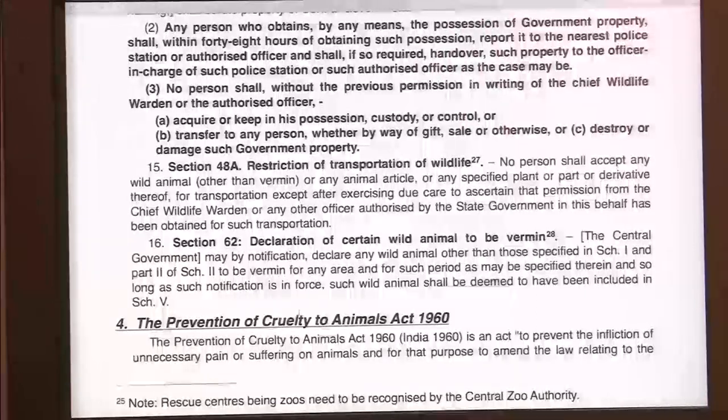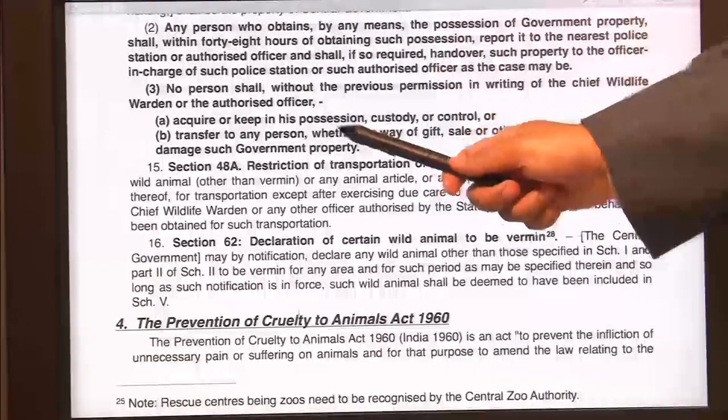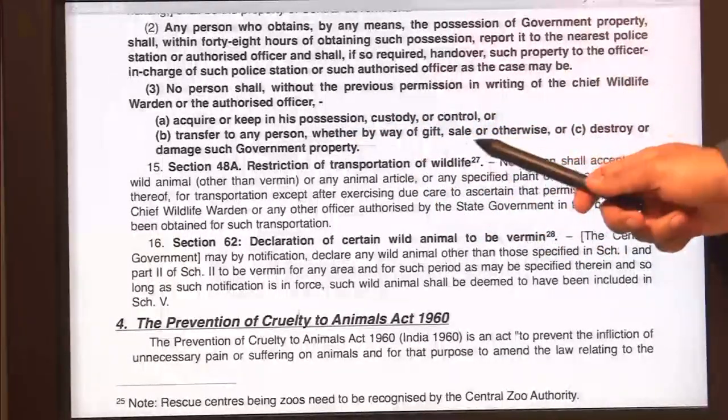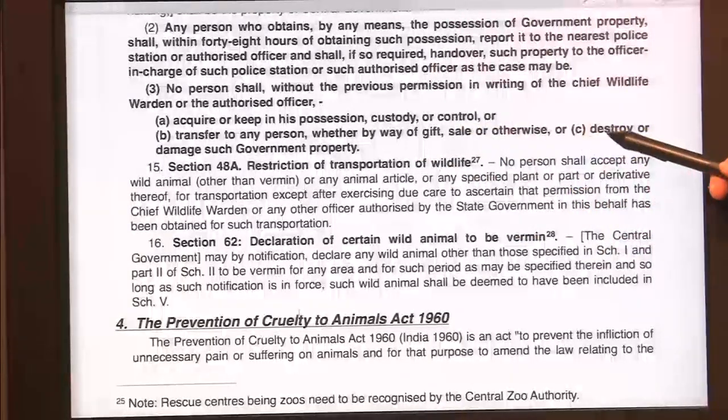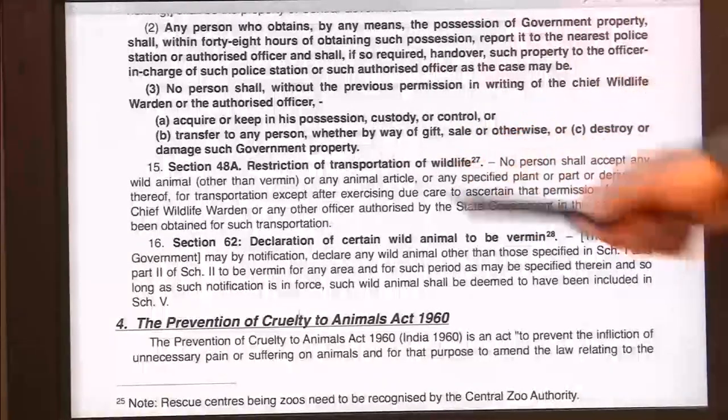So, basically, if you have come into possession of any government property, any of these trophies or meat or skin, then you can only give it back to the government. You need to report it to the police station and hand it over there. You are not authorized to keep it with you, to give it to any other person, whether by gift or sale or anything, and you are not even authorized to destroy or damage this government property.